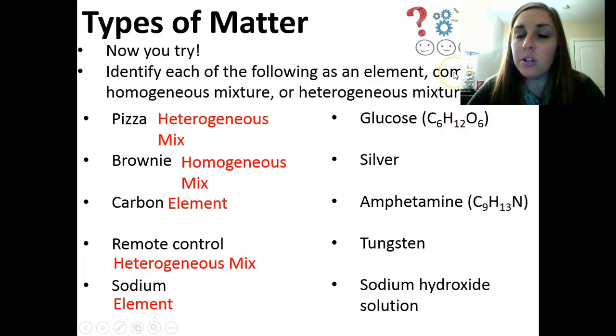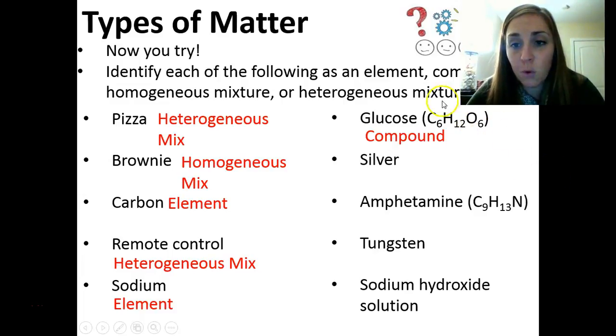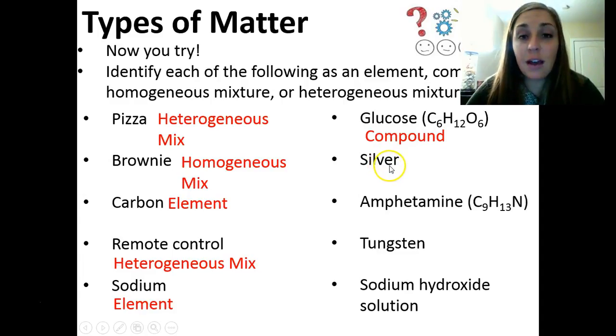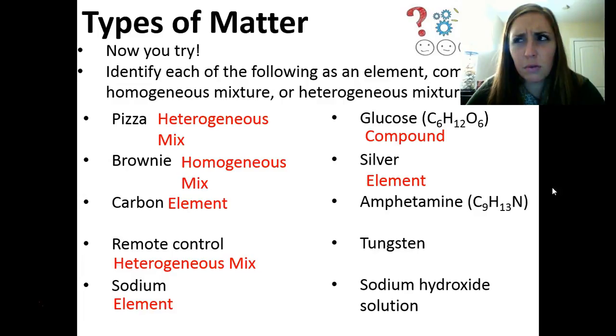Glucose, that's that sugar I showed you earlier, C6H12O6. Glucose is what you make most of your food into in your body to do cellular respiration. It is a compound. You know that because there is a formula. So if you don't remember glucose from bio, at least you know, oh, there's a chemical formula. I see more than one element here, so that means they are bonded together. It's a compound. Silver. Silver is on the periodic table. Ag, silver, element.